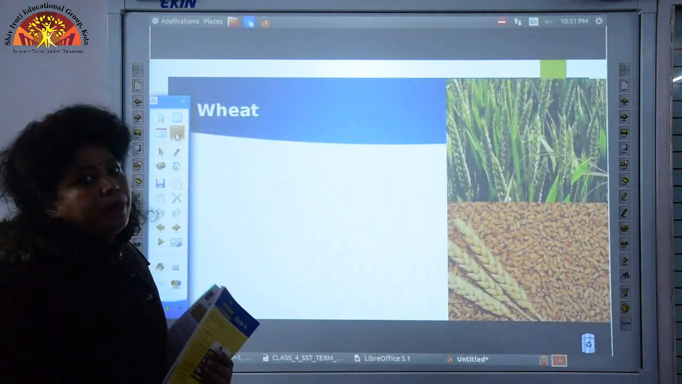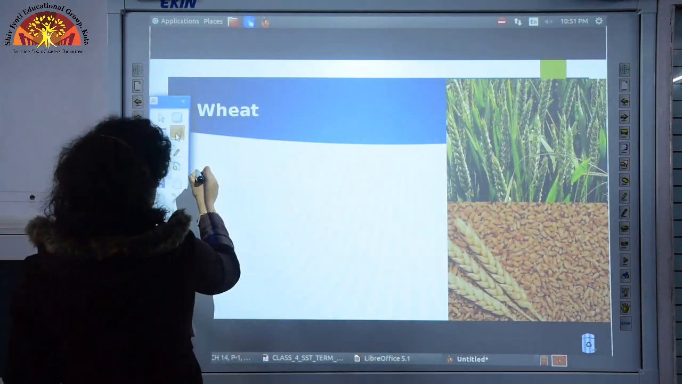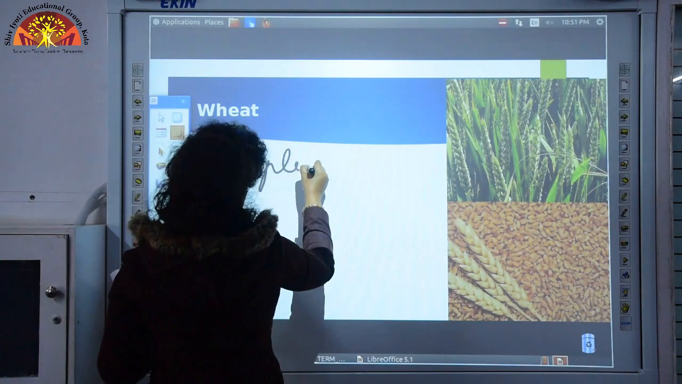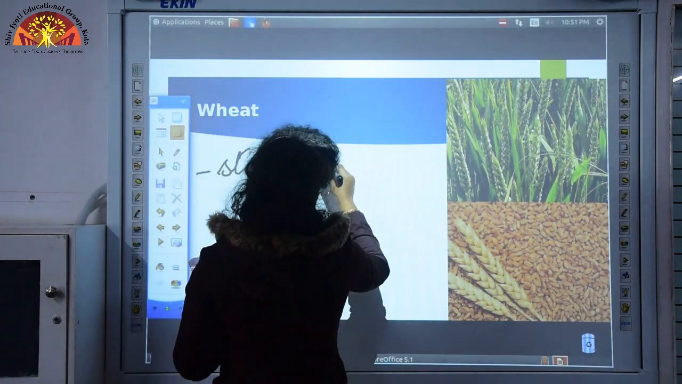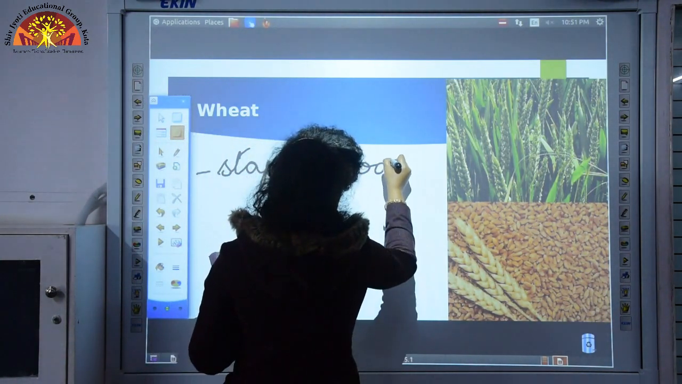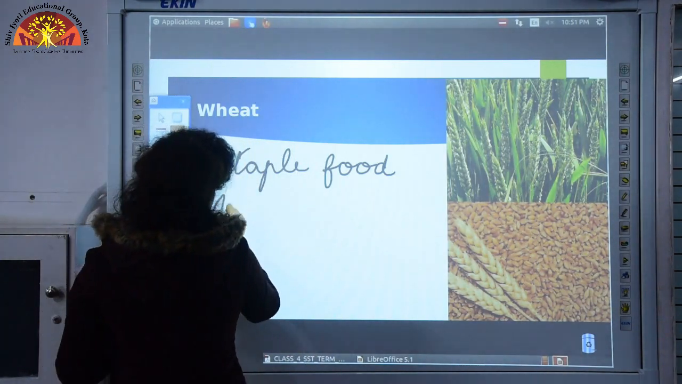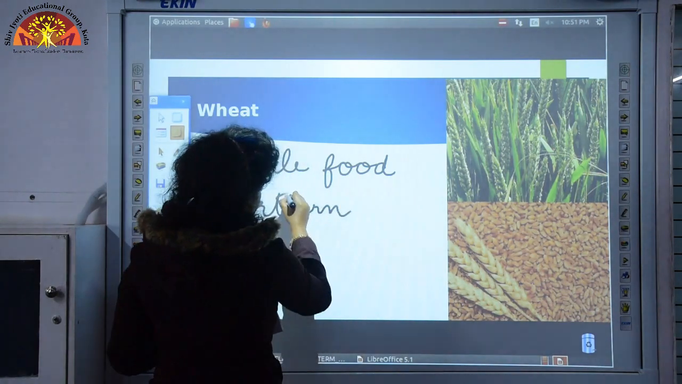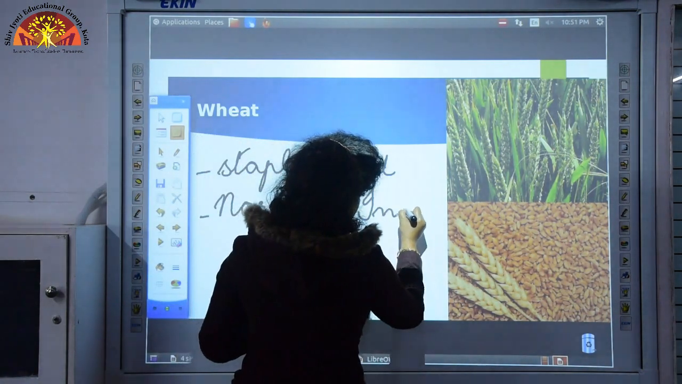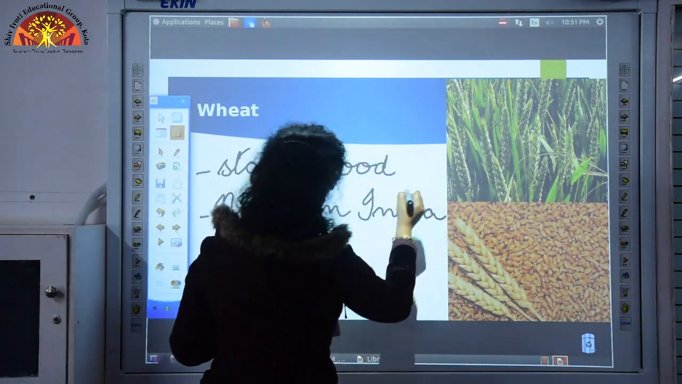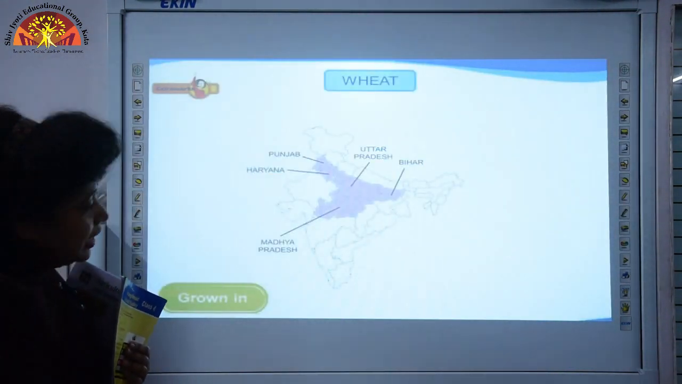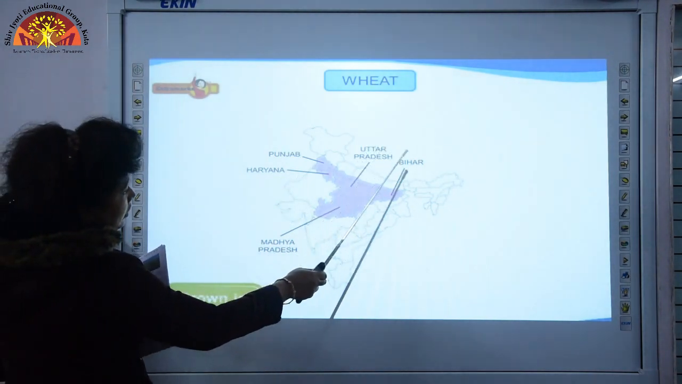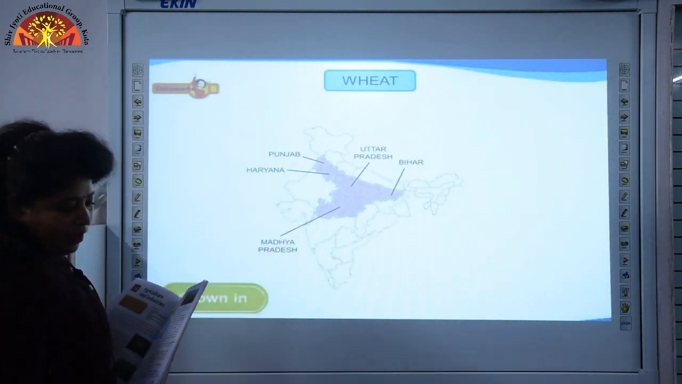Okay. Our next topic is wheat. Wheat is also a staple food of the people of northern India. It is mainly grown in Punjab, Haryana, Uttar Pradesh, Bihar and Madhya Pradesh.